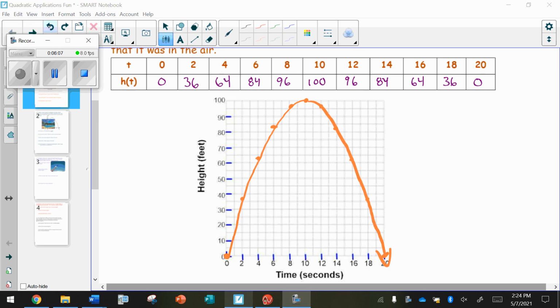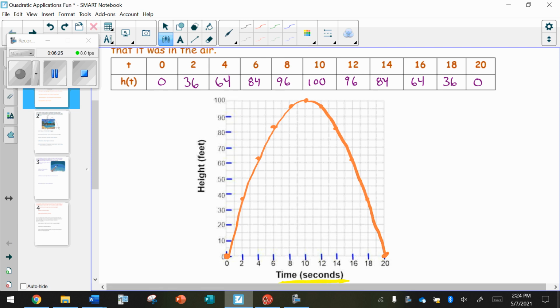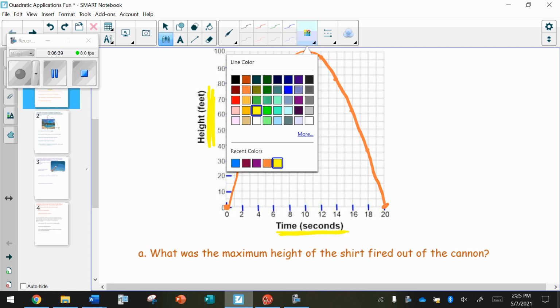So this is a t-shirt cannon, and it makes sense that when the cannon fires the t-shirt, it goes up into the crowd, into the air, and then back down, and somebody catches it or picks it up off the ground. So now that we have all that done, remember that our x values along the bottom represent the time, how long the t-shirt's in the air, and along the side represents how high the t-shirt is in the air. So how long and how high. Based on this information, what was the maximum height that the t-shirt reached? Well, the maximum height was 100 feet.